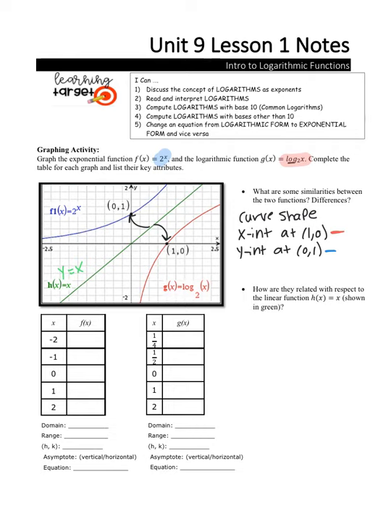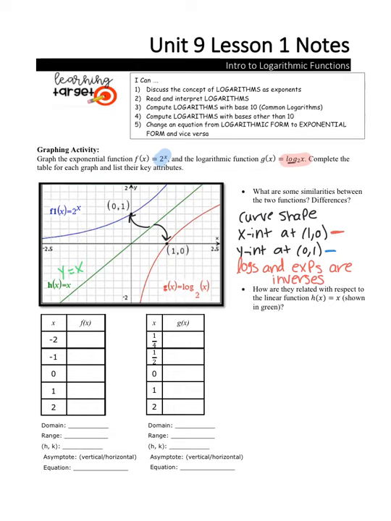Since they've reflected over that line y is equal to x, that also means that their x and y values are flipped. So it would make sense that the x and the y intercept here are kind of flipped. So logs and exponentials, the big thing that we want you to get out of that is that they're inverses. So I'm going to write logs and exponentials, just going to abbreviate, are inverses. That means that they undo each other, and it means that they're reflected over that line y is equal to x, and it means that their x and their y values, if you were looking at a table, are flipped.